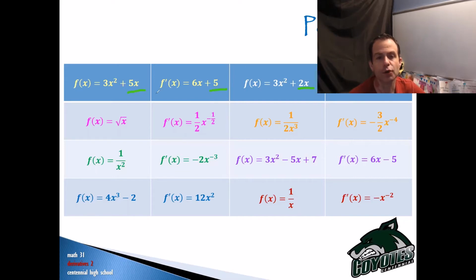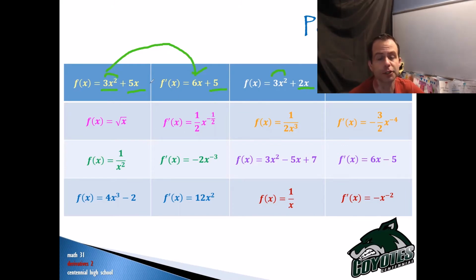Interesting. So let's take a look at the first term. How could I go from 3x squared to 6x? Well, I could take the 2 and multiply it by 3. That would give me 6, right? Does that work on the other side? It's still 2 multiplied by 3 there. So that actually did work, okay?